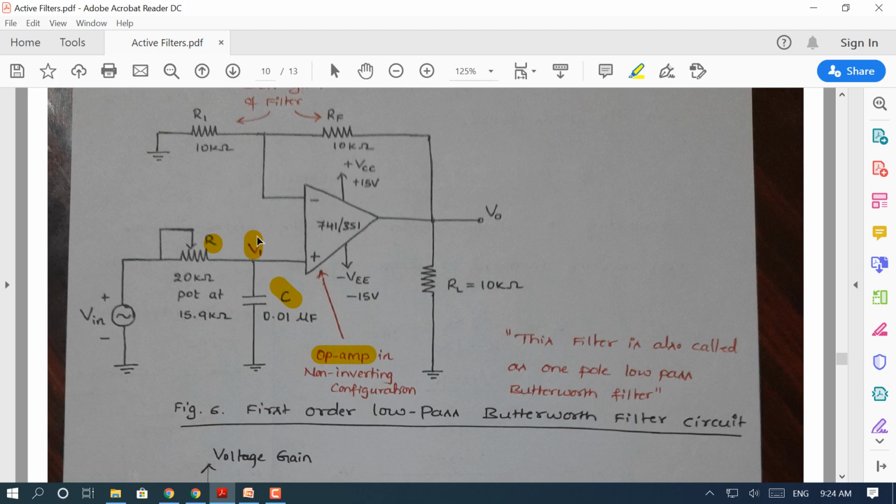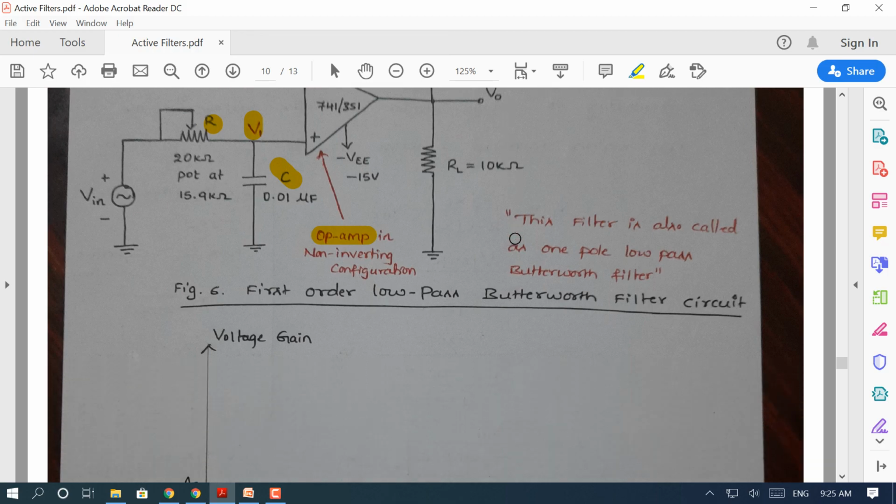Now, once we know the voltage at V1, the output voltage can be easily determined, because this complete circuit is in non-inverting mode. We already know the gain of a non-inverting operational amplifier, which is V0 equals 1 plus Rf by R1 times V1. To calculate the output voltage, we need to know the voltage applied at the non-inverting terminal. Once V1 is known, we can use this equation to determine the output voltage V0.